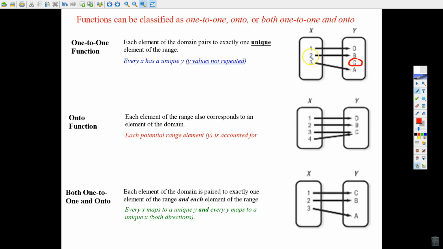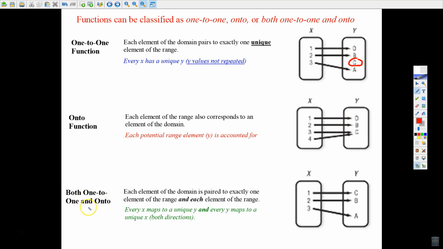So although it is one-to-one because we have one domain paired up with a unique range, not every element in the range was used, therefore it cannot be onto. And the reason why this cannot be one-to-one here is because we have a repeat in the y's. So that's kind of a contrasting example here. Why this is onto and not one-to-one: we have a repeat y. And why this is one-to-one and not onto: because we didn't use this potential range element.